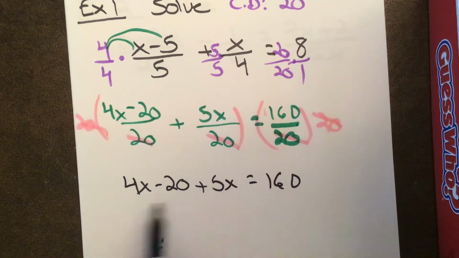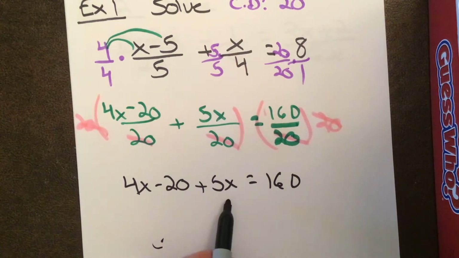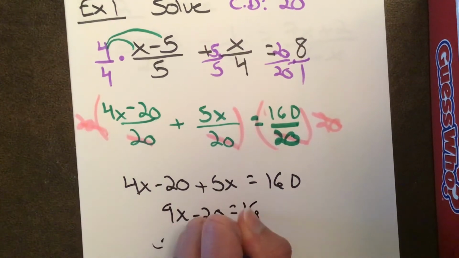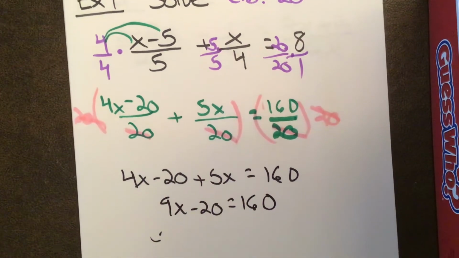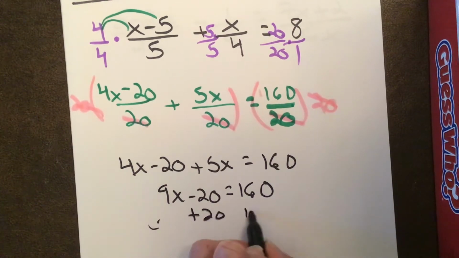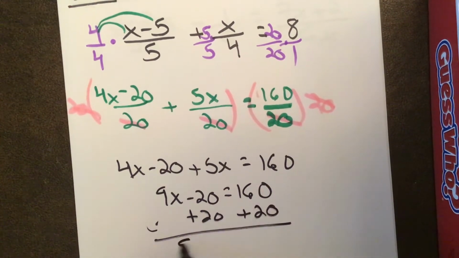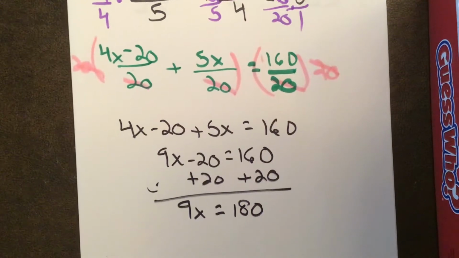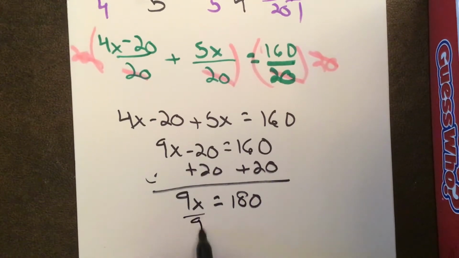If you want to, you can combine the like terms first. So 4x plus 5x is 9x minus 20 equals 160. And then I want to get the x by itself, so I'm going to add 20. So that leaves me with 9x equals 180. And then I want to solve for x, so I'm going to divide both sides by 9.